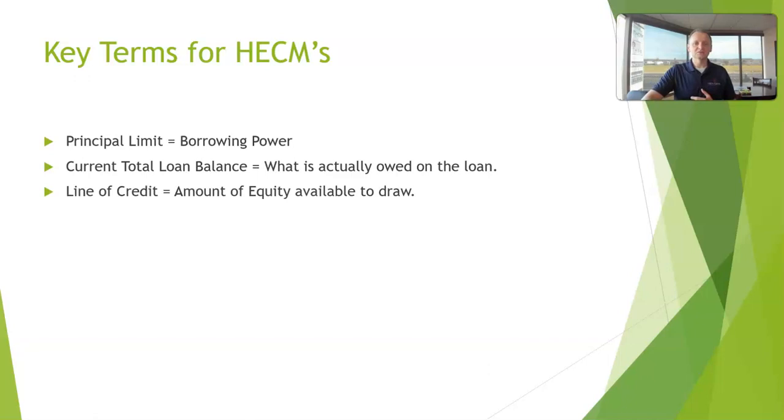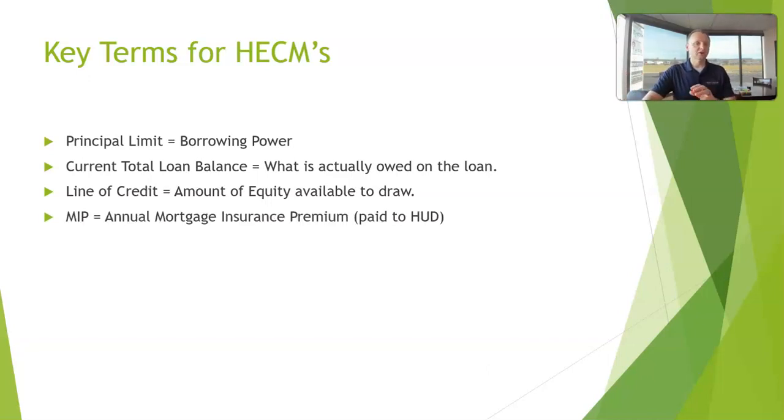The next line that comes up a lot is the line of credit. Depending on the type of loan you did, if you did a fixed rate reverse mortgage, you have no line of credit. You cannot borrow any more money after you close the loan. But on a line of credit or a growth line of credit, you can actually access some of your equity down the road if there's any remaining available on the mortgage.